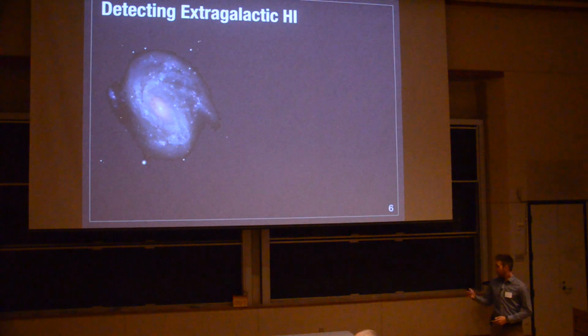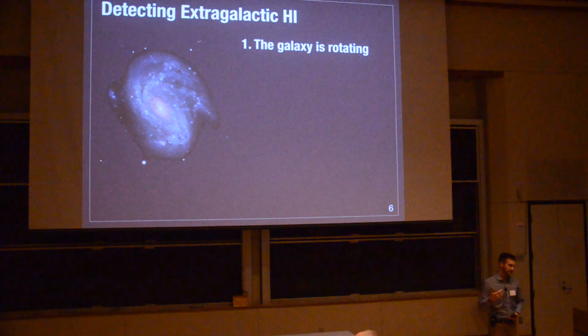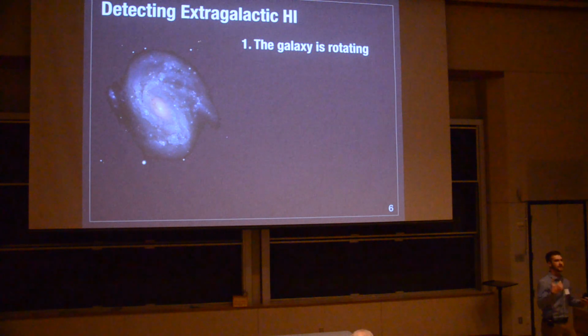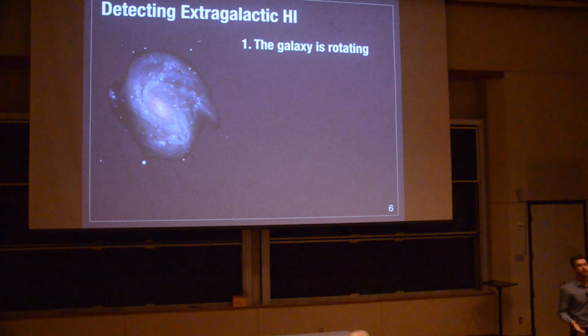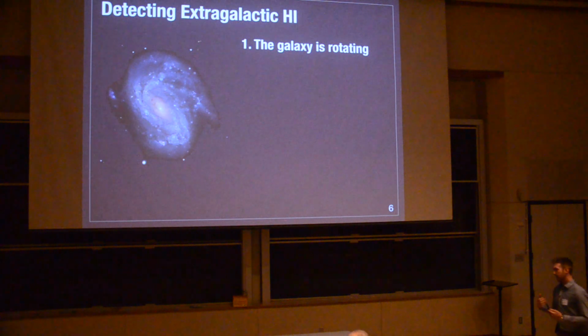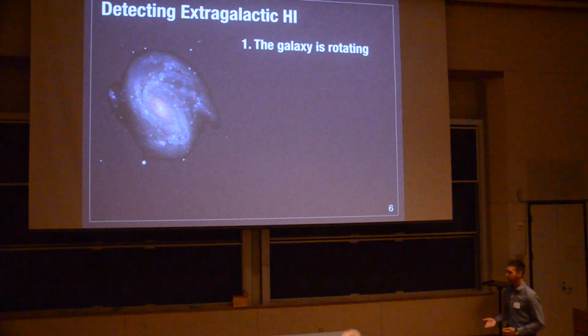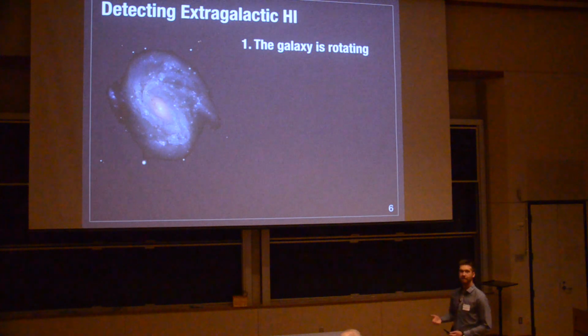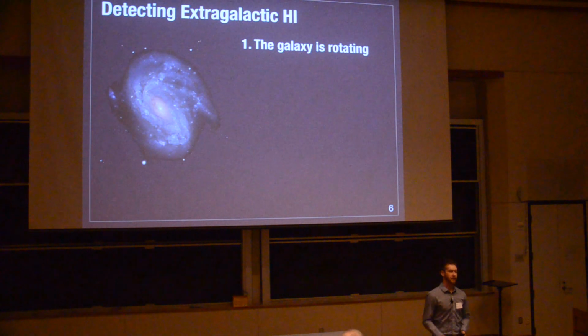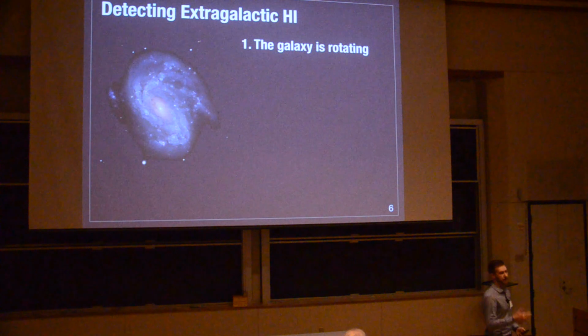So, how do we detect extragalactic HI? We're putting it through a radio telescope. We're going to look at spectra of these things. And there's a couple of things that we already know about the objects that we're looking at that might affect the shape of the emission line spectrum. And so I want to go through that with you real quick.